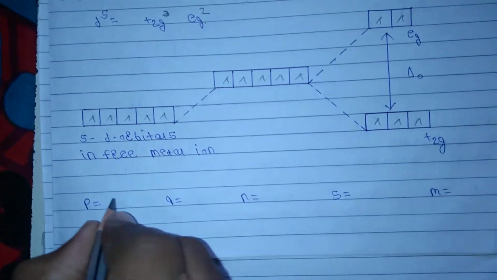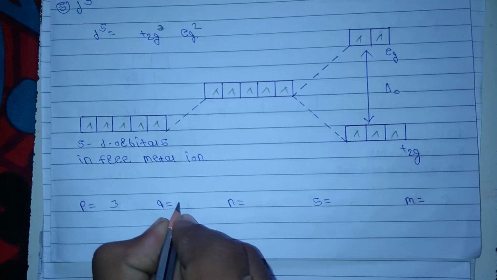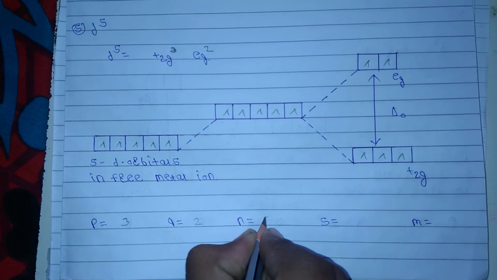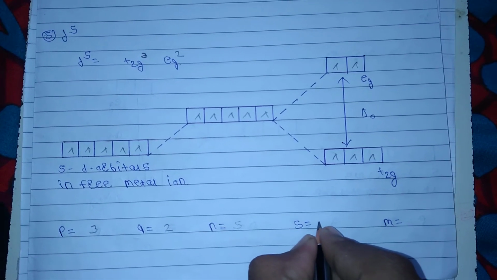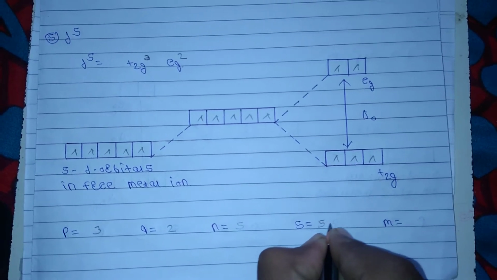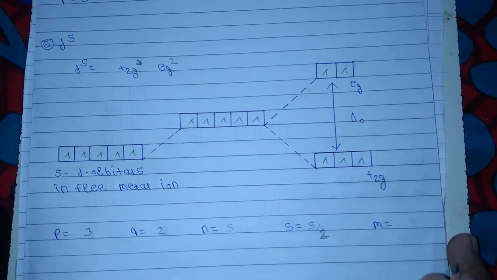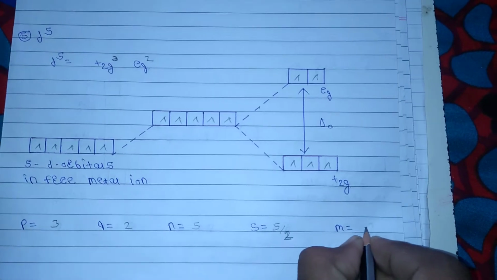So P means the number of electrons present in the t2g set, which is 3. Q means the number of electrons present in the eg set, which is 2. N means the total number of unpaired electrons, which is 5. S means the resultant spin, N by 2, which is 5 by 2, and M is equal to the total number of paired electrons in the t2g and eg sets, which is 0.